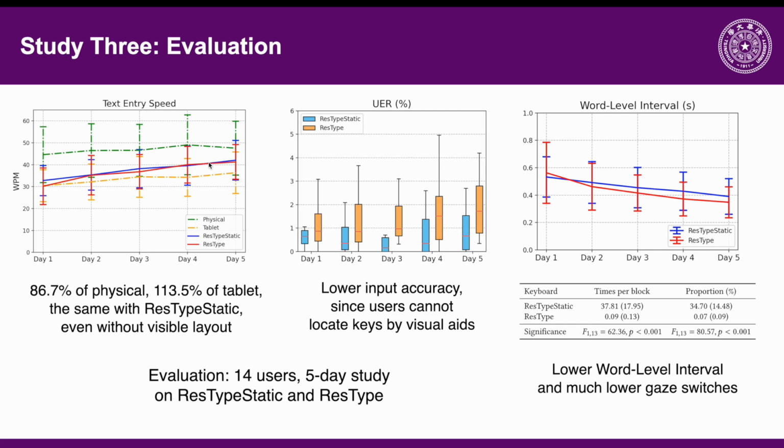We further investigated the detailed pros and cons of ResType. First, users made more mistakes on ResType than on ResType static, which means that they cannot locate keys precisely without the keyboard layout. But users spent less time between the gaps of words and barely switched visual attention on ResType, which is significantly lower than ResType static. This shows that users are more focused on the typing task and have less extra physical burden using ResType. The user feedback also revealed that ResType caused lower fatigue to users.